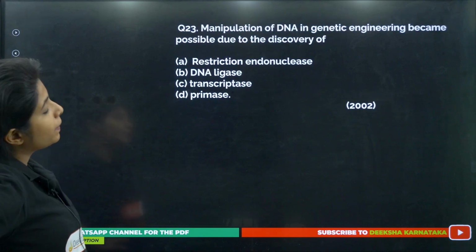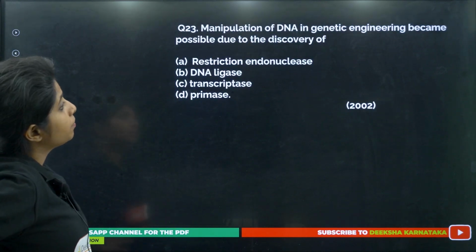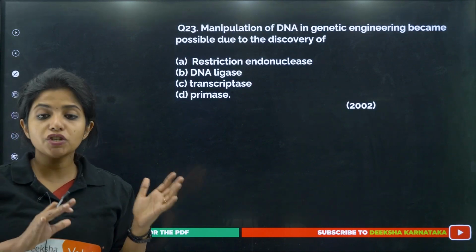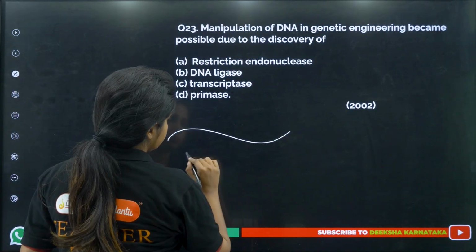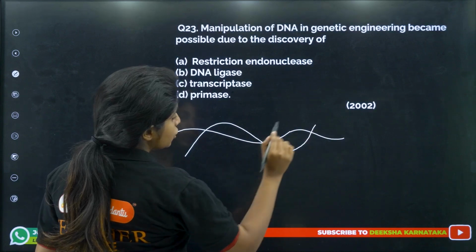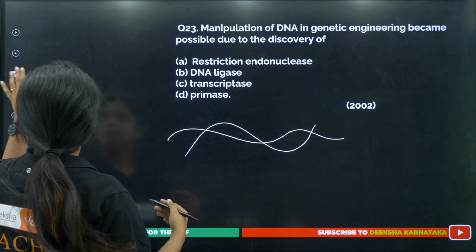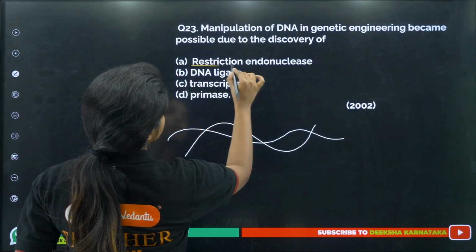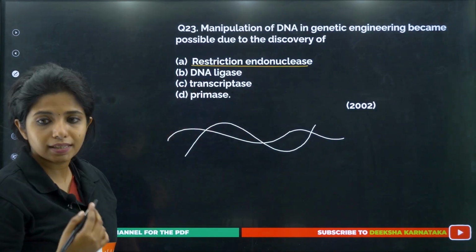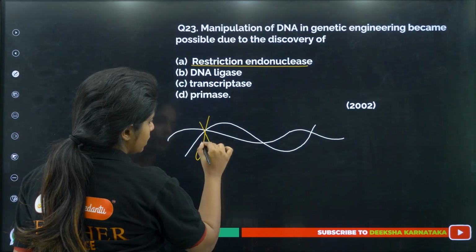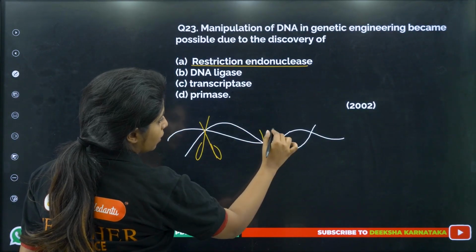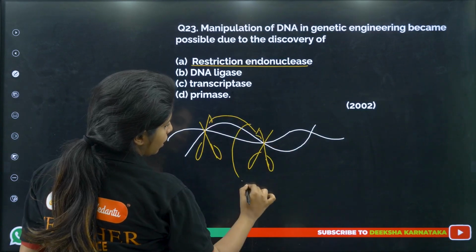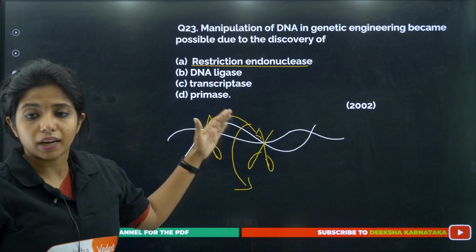Next question. Manipulation of DNA in genetic engineering became possible due to the discovery of what? Manipulation of DNA, as in any changes in the DNA strand, came because of the discovery of restriction endonucleases. These are enzymes which were helpful for cutting a particular portion of DNA and inserting it somewhere else.